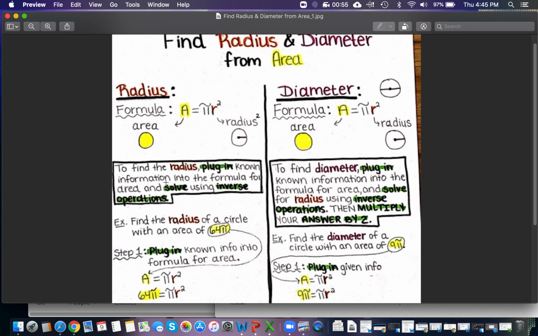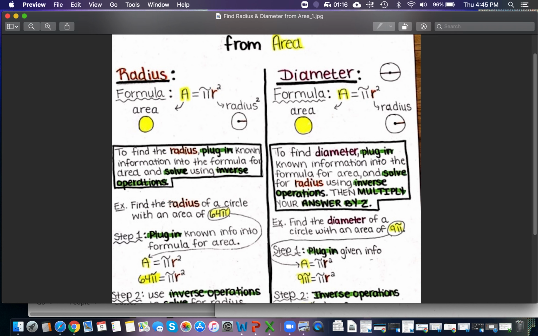So the steps are going to be similar to the ones when we were finding radius from circumference, but just a little bit different. So to find the radius, when you're given the area, you're going to plug in the known information into your formula and solve for the radius using inverse operations.